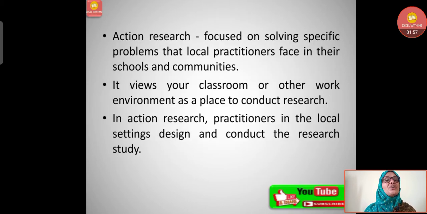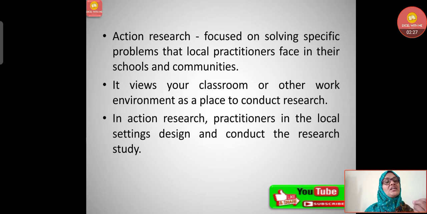Action research focuses on solving specific problems that local practitioners face in their schools and communities. So whoever, teachers, administrators, organizations in the communities, if they have any problem, this action research is done. It views your classroom or other work environment as a place to conduct research. In action research, practitioners in the local settings design and conduct the research study.